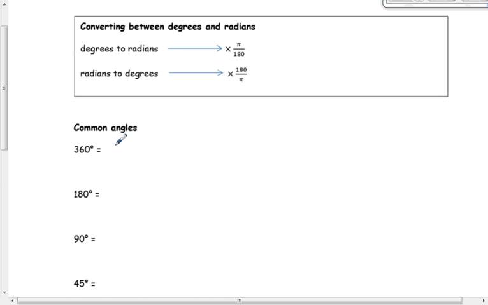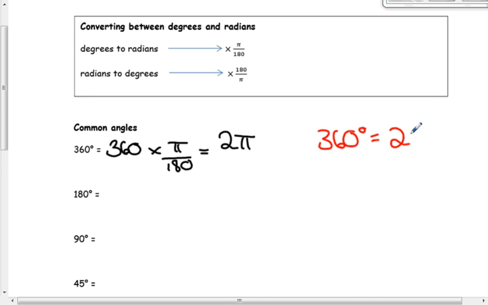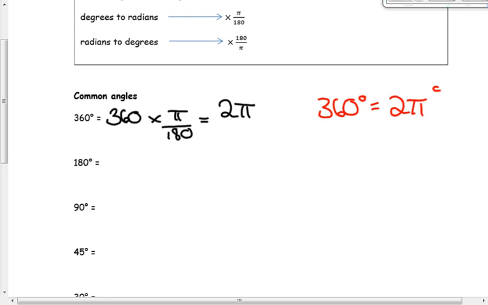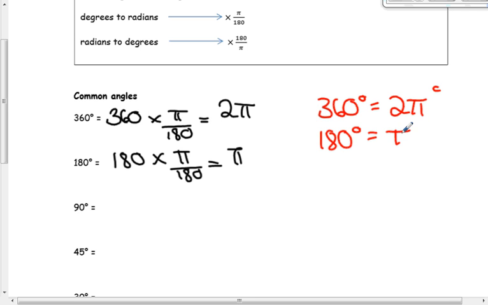So for this first example here, we're going to do 360 times pi over 180. So that gives us 2 pi. So 360 degrees is equal to 2 pi in radians. Next, we're going to do 180 times pi over 180, which gives us pi. So 180 degrees is equal to pi.